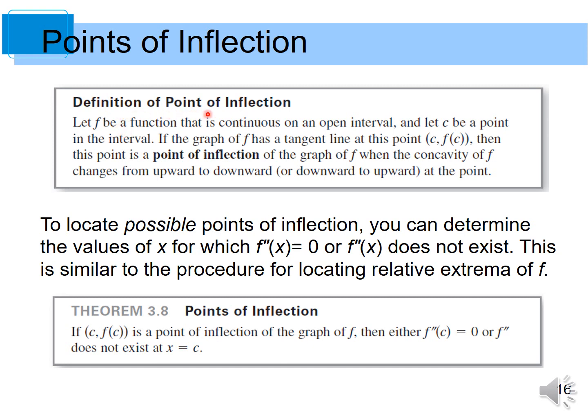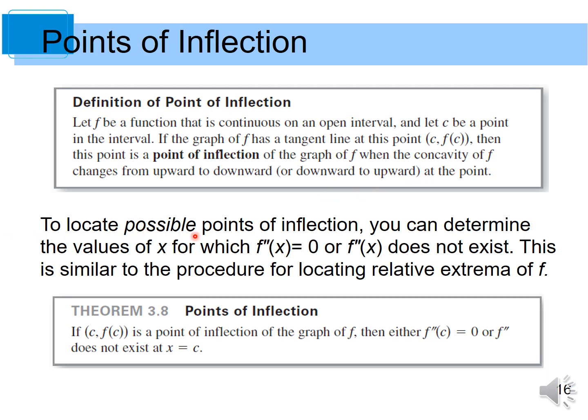Definition of points of inflection. Let f be a function that is continuous on an open interval, and let c be a point in the interval. If the graph of f has a tangent line at this point (c, f(c)), then this point is a point of inflection of the graph of f when the concavity of f changes from upward to downward, or from downward to upward at the point.